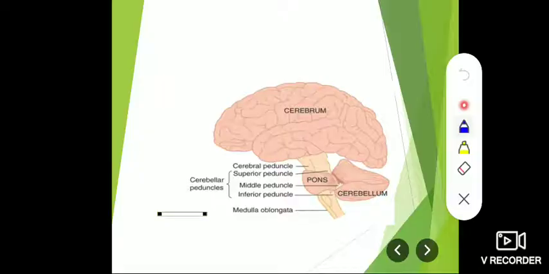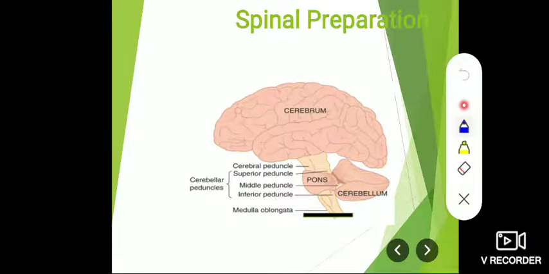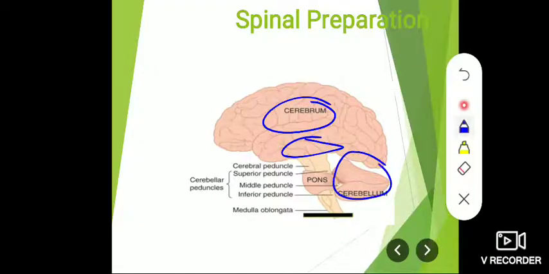So first now we are doing a preparation of spinal cord. Spinal cord is cut so that the influence of all this is now gone. So it is called a spinal preparation or spinal animal. Now obviously in this animal, as the influence of cortex, basal ganglia and cerebellum is gone, we'll have rigidity. Muscle tone will be very much increased.